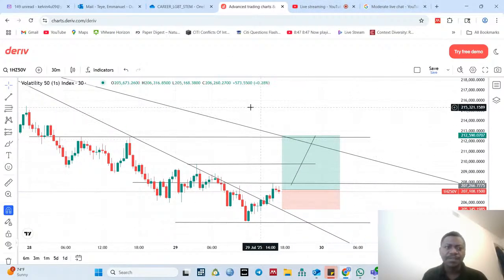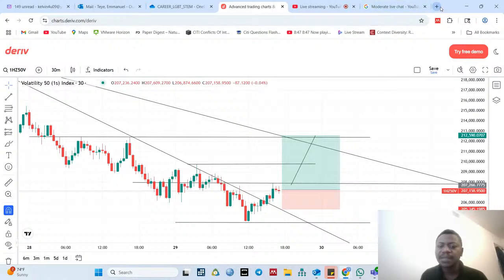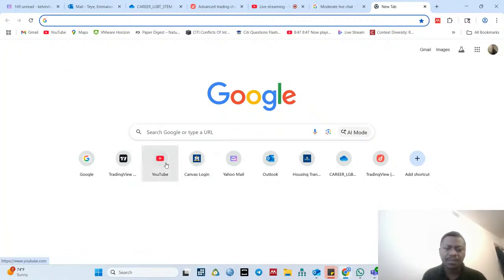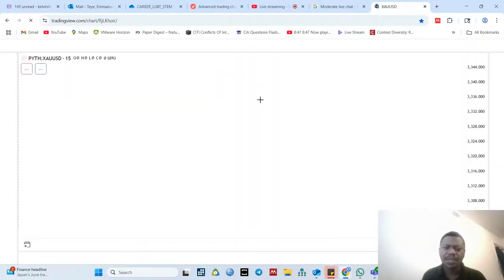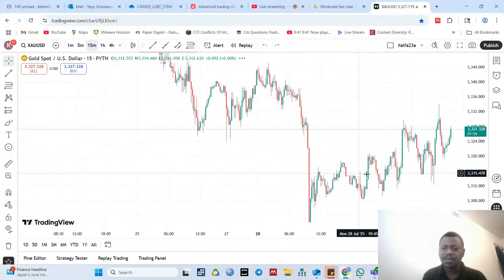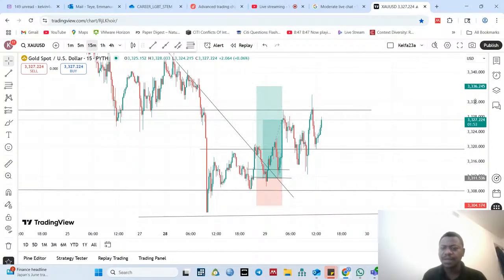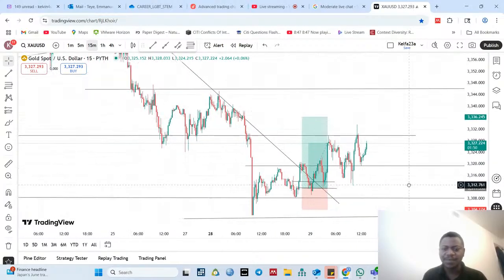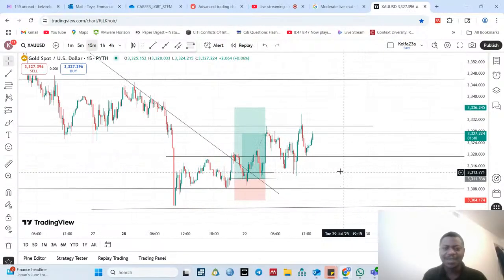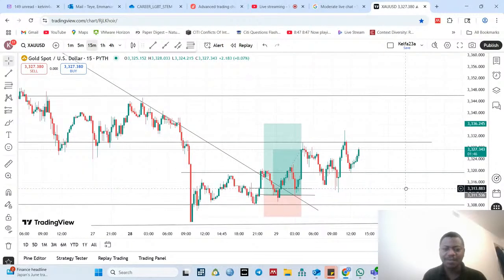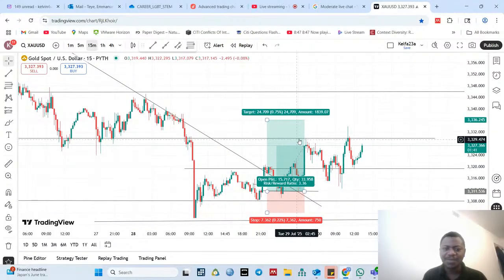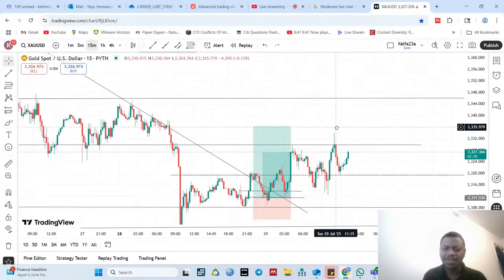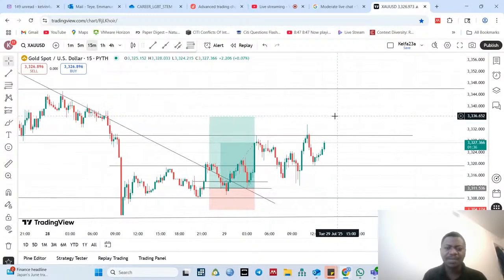Let me see. Do I have anything to look at for gold? Let me check quickly on gold. Oh, okay. So I had this setup on gold. The gold setup hit TP. Wow! So my TP is hit on gold.